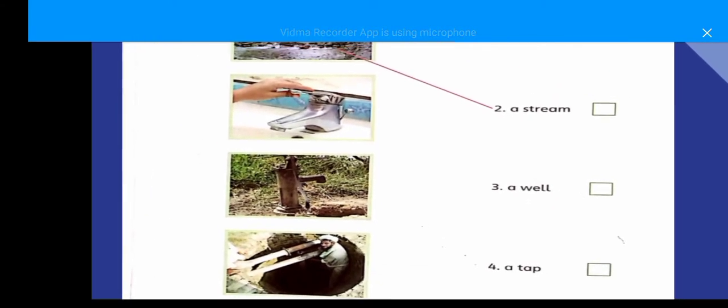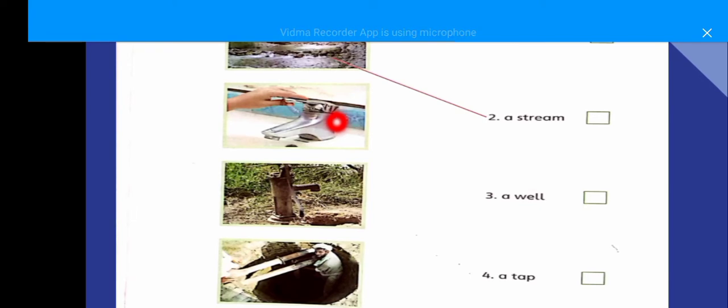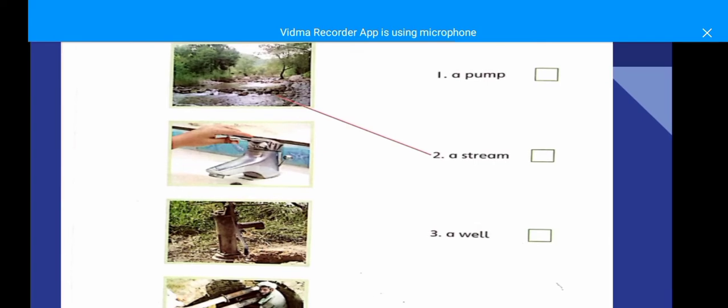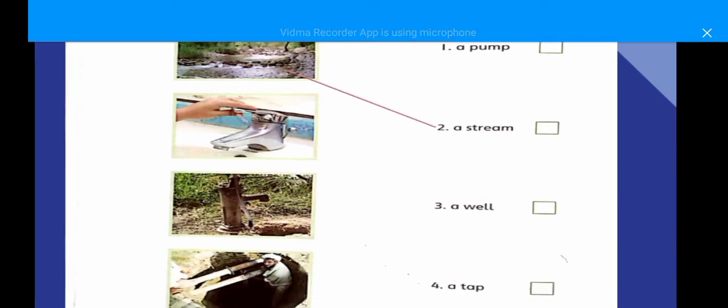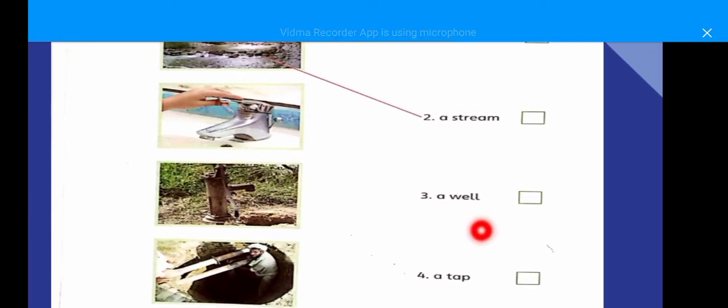In the next picture you can see that here is a tap. In the third picture, you can see a hand pump from village life. And here the last one, a man is standing in a well. So these three pictures are remaining for matching. And here in the answers, the first one is a pump, the second one a stream, which they have done, the third one is a well, and the last one is a tap.